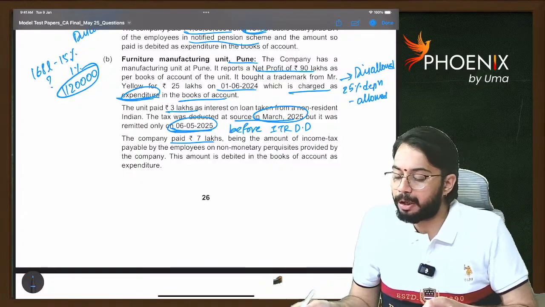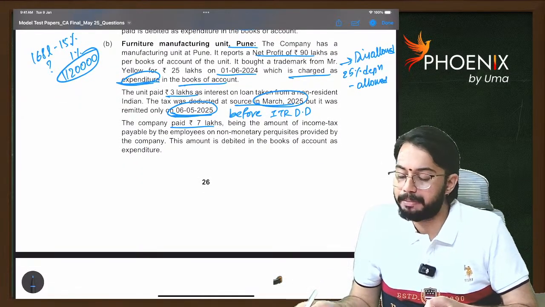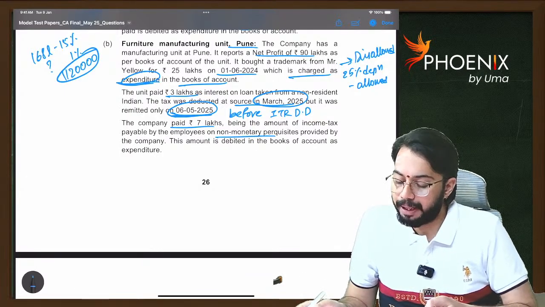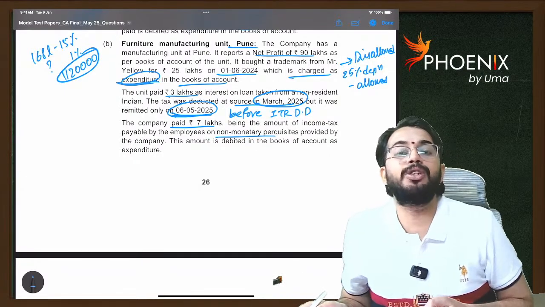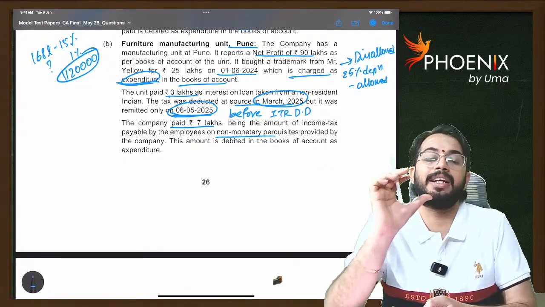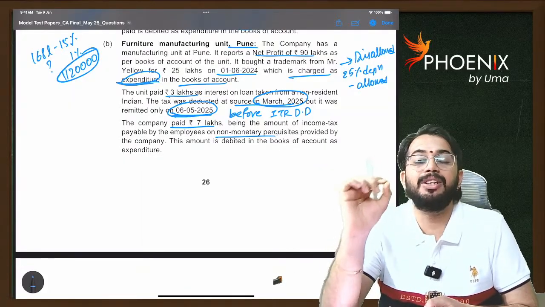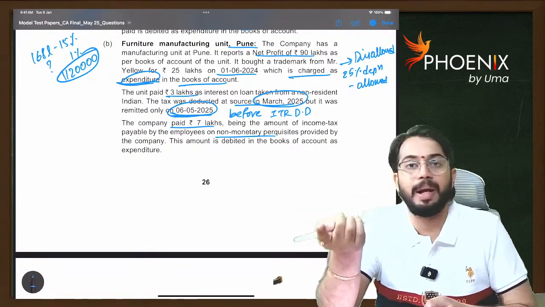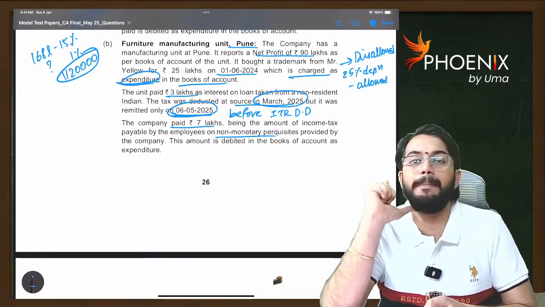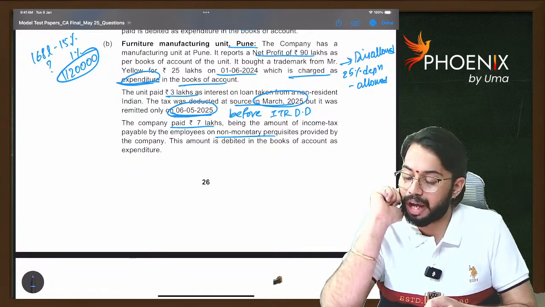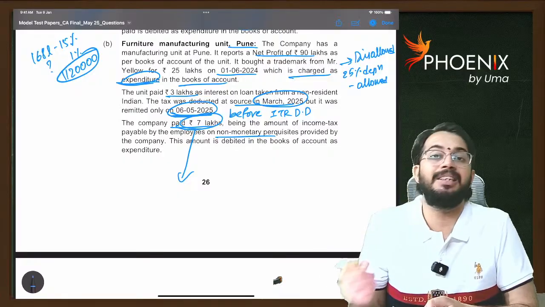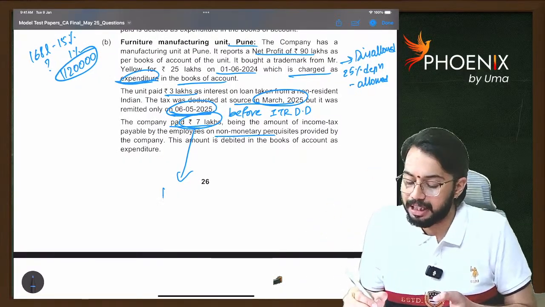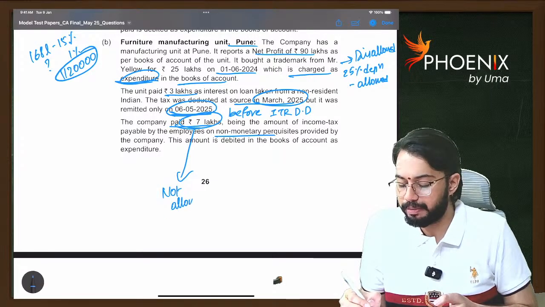Next. Company paid 7 lakh rupees being amount of income tax payable by the employees on non-monetary perquisites provided by the company. See, tax on non-monetary perquisites is not allowed as deduction to employer. It is income to employee, but that income is exempt to employee under section 10(10CC). Okay, so here whatever 7 lakh rupees tax paid by employer on non-monetary perquisites to employee is there, that is not allowed as deduction. That is to be disallowed.